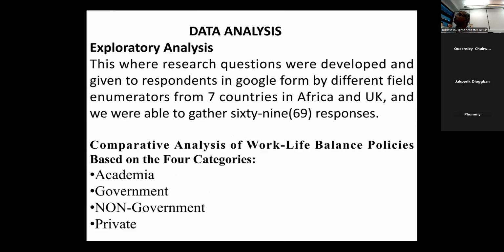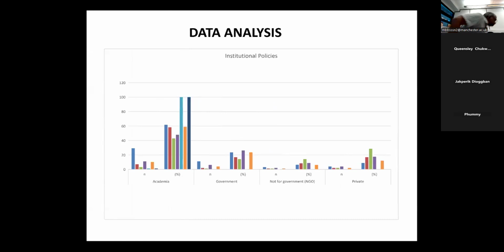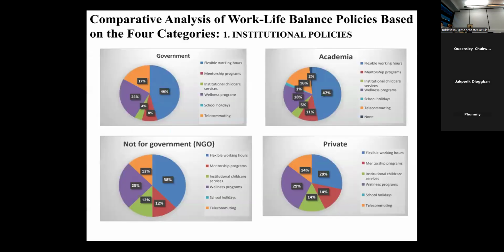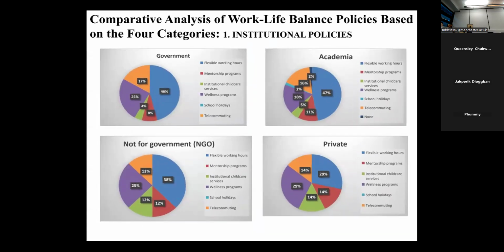Data analysis. Here we have the visual representation of the policy implemented by the 4 institutions, which are academia, government, non-government, and private sector. Yes, on institutional policy. Here is the visual representation of the policy implemented by the 4 institutions, which are government, academia, non-government, and private.